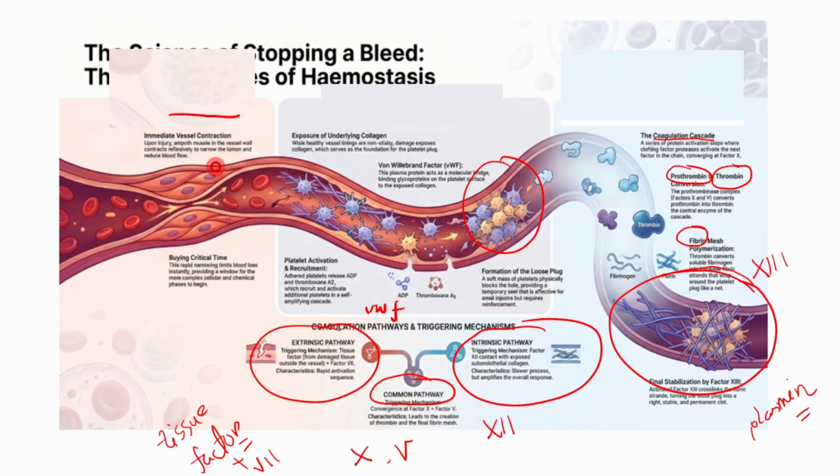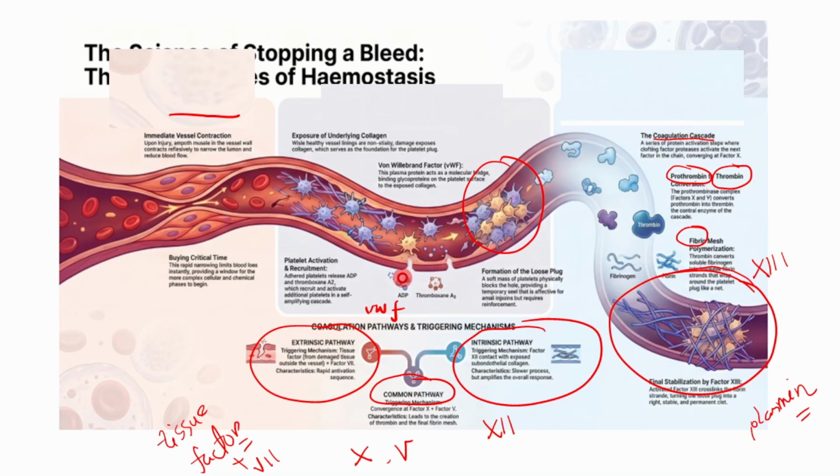When a blood vessel is injured, the smooth muscle immediately contracts. This rapid vasoconstriction narrows the vessel lumen, drastically reducing blood flow to buy critical time for cellular repairs. Next, the damaged vessel exposes underlying collagen. This allows von Willebrand factor to bind and anchor circulating platelets to the injury site.